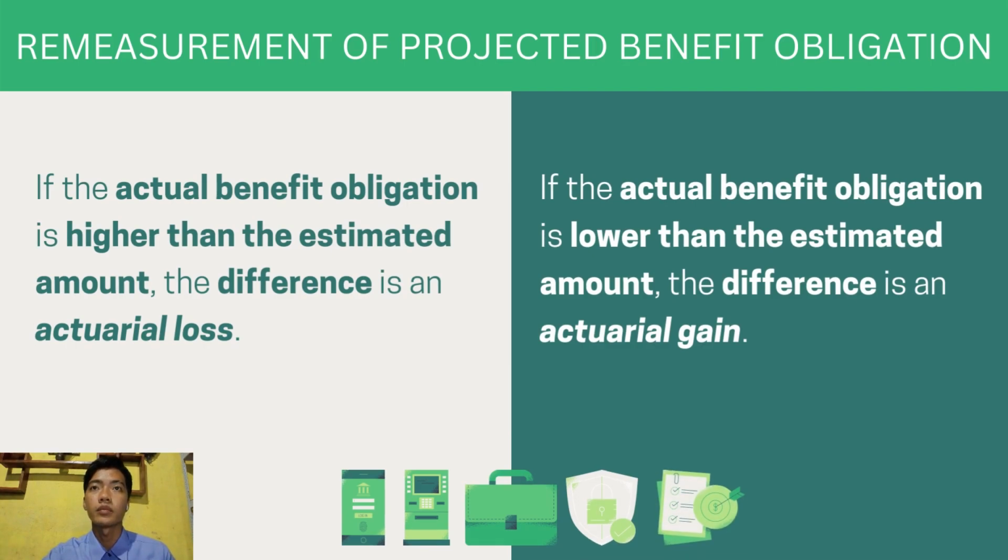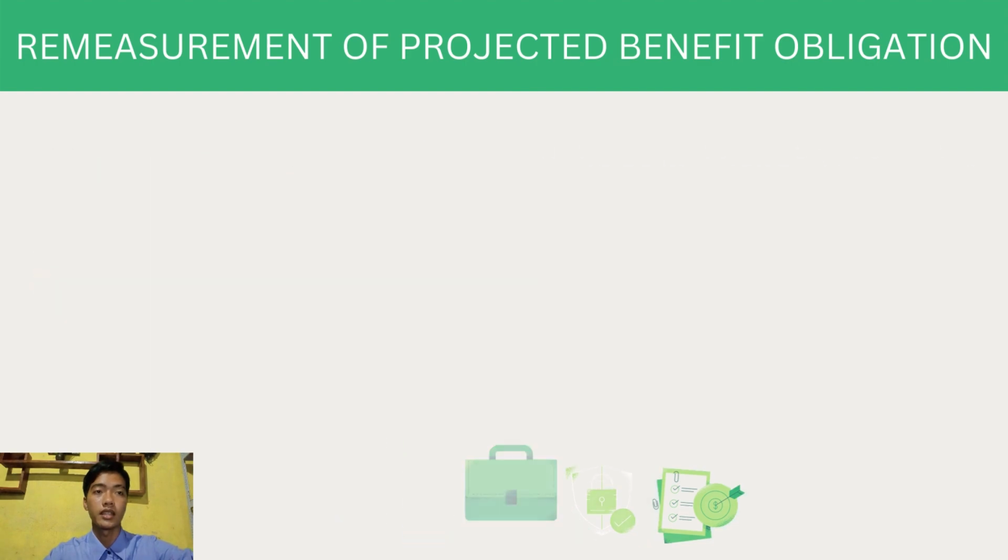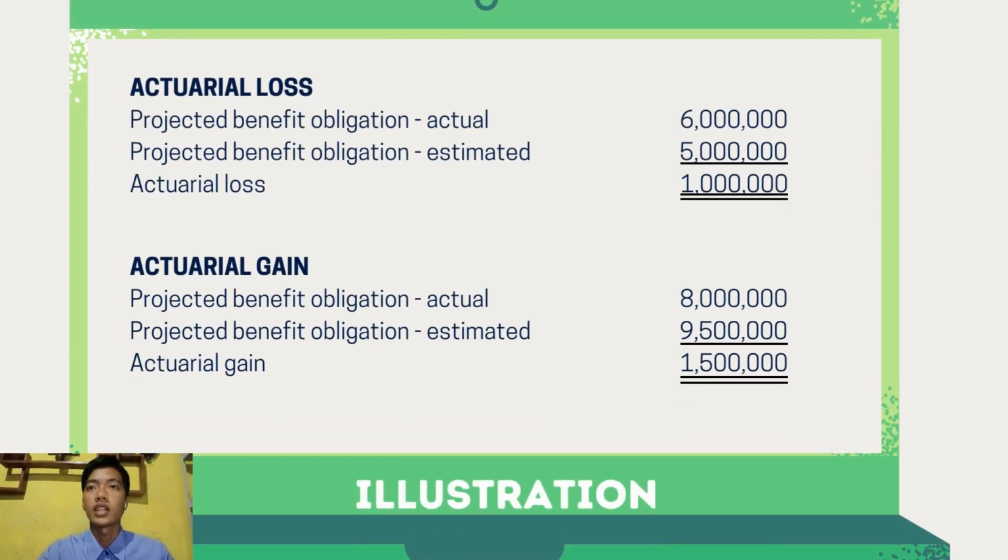Next is remeasurement of projected benefit obligation. The actual benefit obligation ay mas mataas kumpara sa estimated amount. Ang difference nun ay actuarial loss. While kung yung actual benefit obligation naman ay lower than the estimated amount, the difference is an actuarial gain. This simply means na sa loss, kapag yung PBO nila ay ma-increase, yung increase na yon ay recognized as an actuarial loss. Sa gain naman, this simply means that the projected benefit obligation has decreased and the decrease is recognized as an actuarial gain. So, let's look at this illustration.